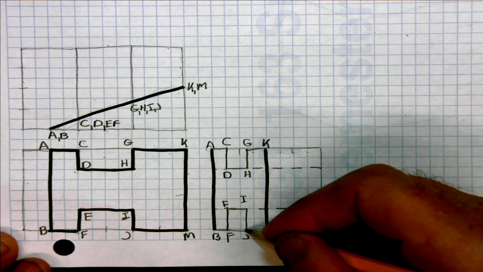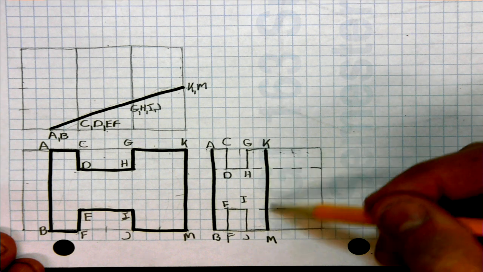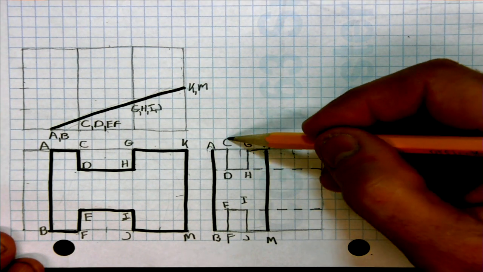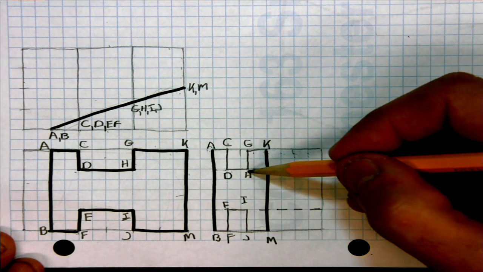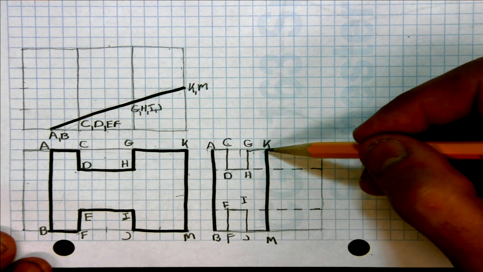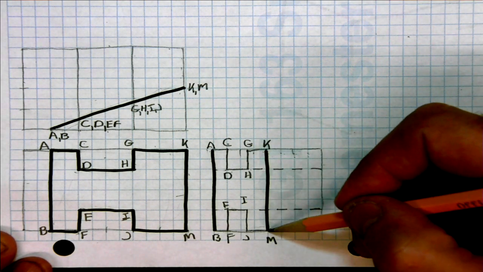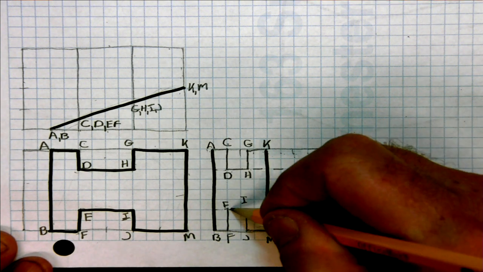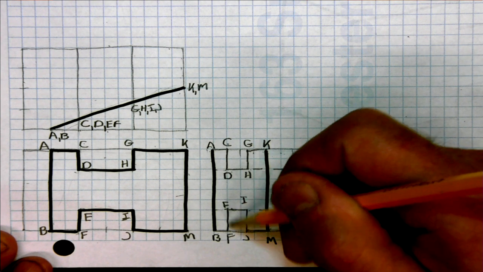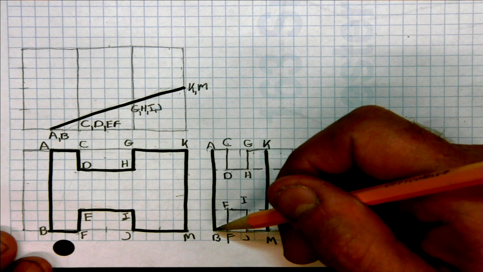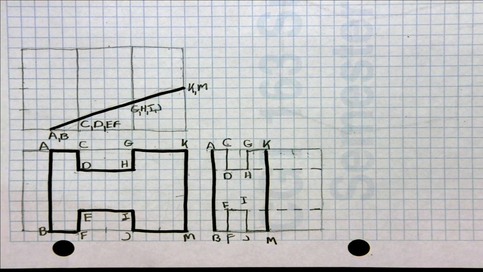Okay? So now, does it generally look like an H shape? Yes. Does it have 12 sides? Segment AC is 1, CD is 2, DA or DH is 3. HG is 4, GK is 5, KM is 6, MJ is 7, JI is 8, IE is 9, EF is 10, FB is 11, and back A to B to A is 12. It satisfies that. It has the same shape.